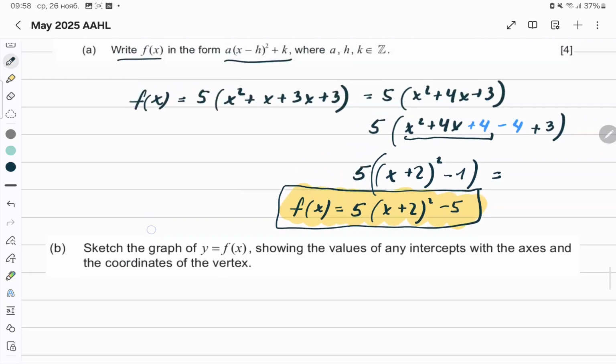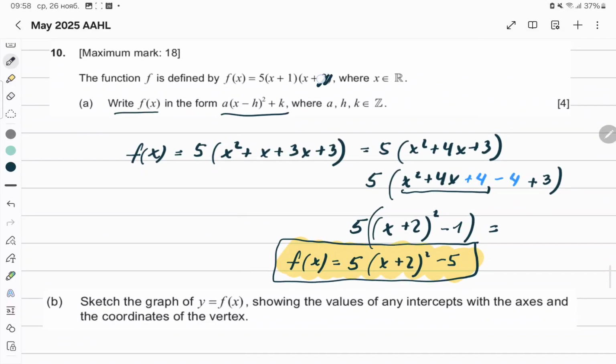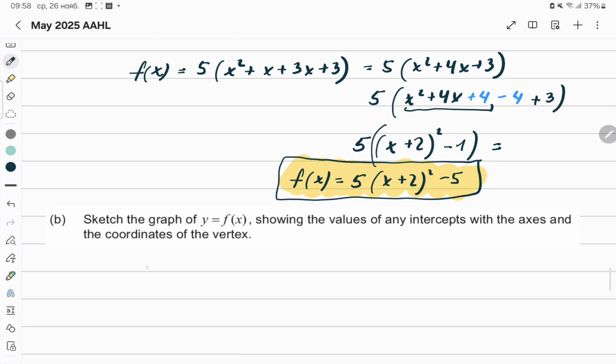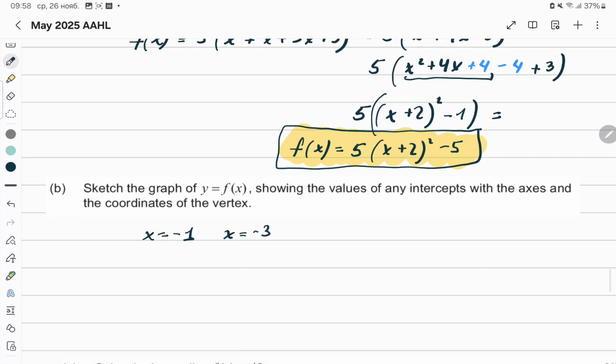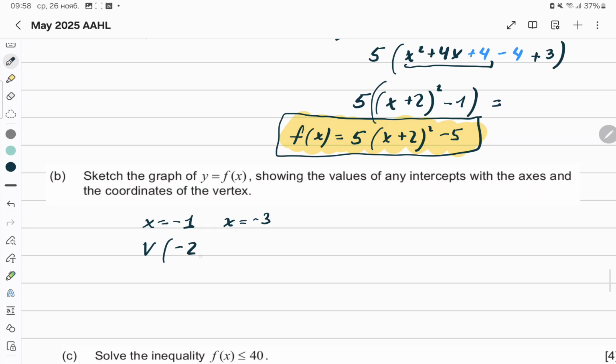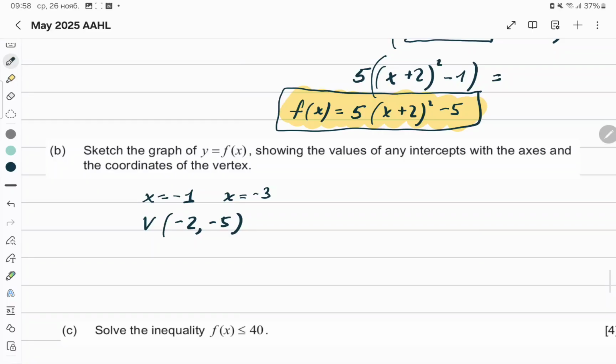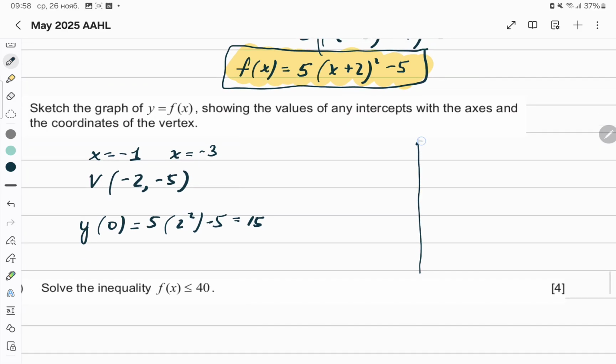What we know is that our zeros are given, you see? The zeros here are -1 and -3, and the vertex is also given. The vertex coordinates are -2 and -5. So everything is ready to sketch the graph. We just have to find the y-intercept. Let's plug in 0: 5 times 2 squared minus 5. It's 15, right? So now we have everything to sketch the graph.